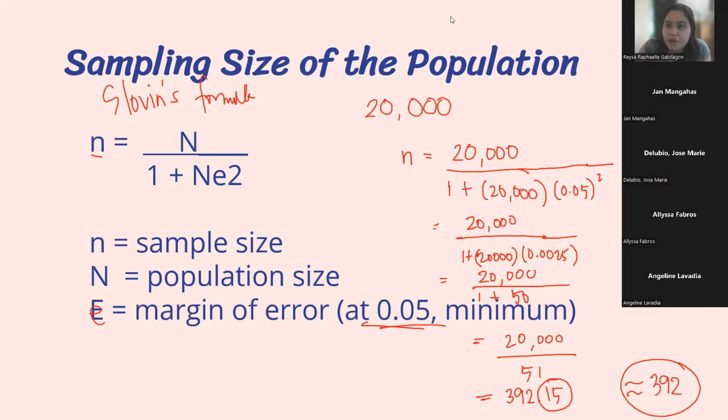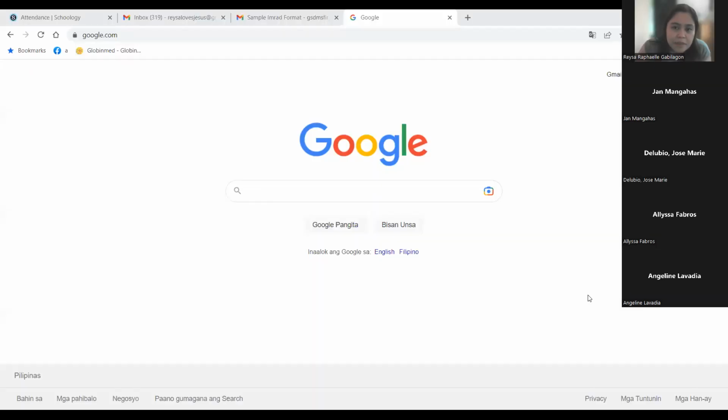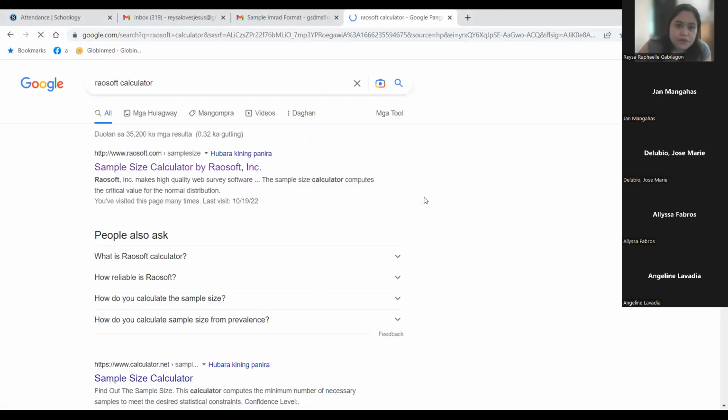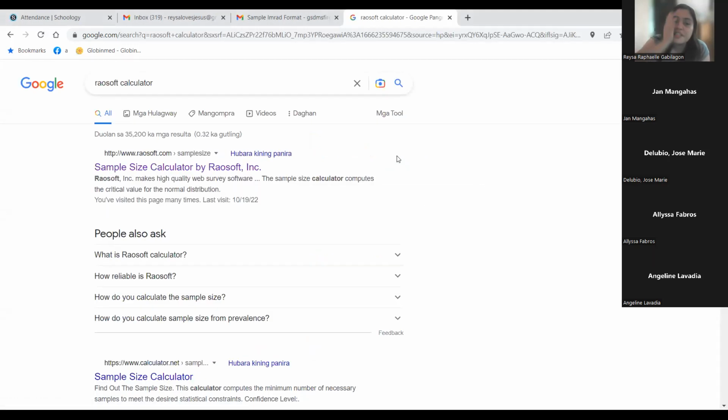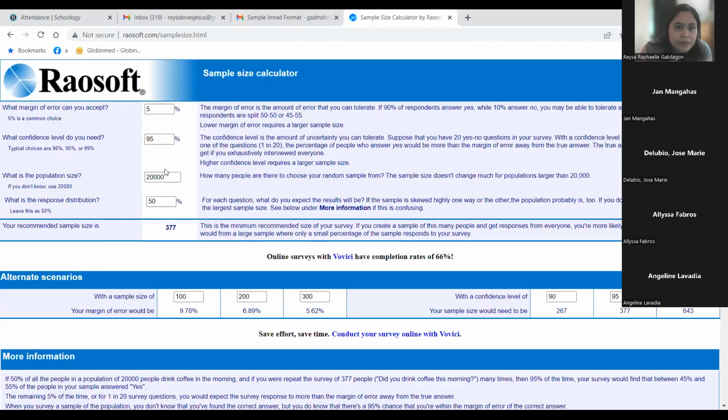Okay? But I'll show you another way on how to determine the sample size. We still have another way. Mas madali ito. Pero you just have to divulge in your paper under the sampling technique that in computing your sample size, you use either the Slovin's formula or you use this one. Okay? Raosoft calculator. Just search sa Google the Raosoft calculator and then use this one.